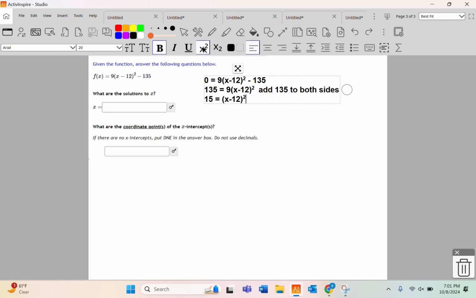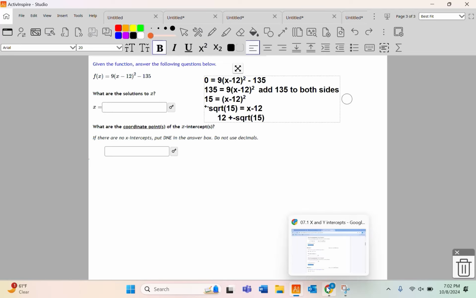I was really expecting some that would work out better. But this one's kind of an ugly one. So it's going to have ugly answers. The opposite of squaring is square rooting. So it's going to be plus or minus the square root of 15 equal to x minus 12. I'm going to add 12 to both sides, 12 plus or minus the square root of 15. So those are my solutions.